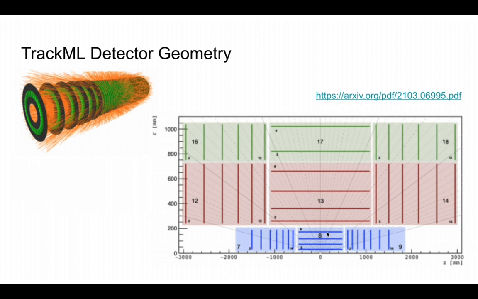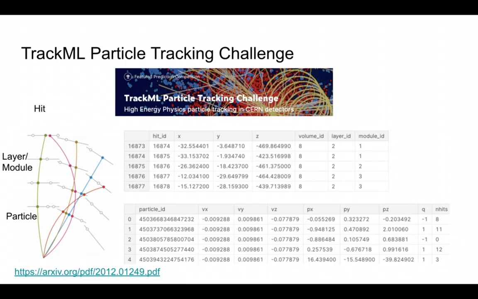And the whole tracker is divided into different detector volumes. The pixel barrel and pixel end caps are symmetric in the two regions along the z direction. There is one inner strip barrel and 2 inner strip end caps. There is one outer strip barrel and 2 outer strip end caps. The data has been used for the TrackML Particle Tracking Challenge, hosted by CERN.